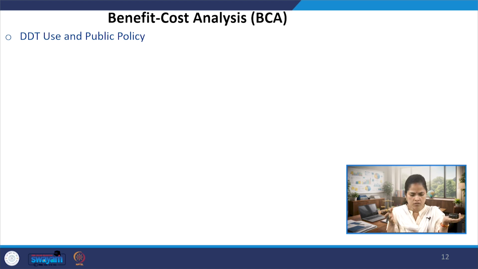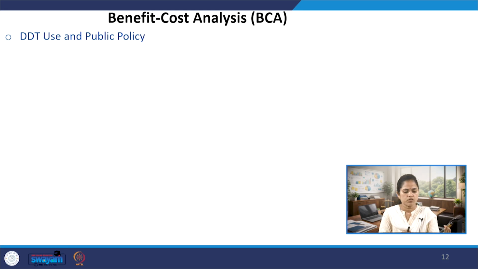I'll be briefing you on how benefit cost analysis is used in the context of policy making and policy analysis, and following this, Professor Singh will take up a detailed case study of benefit cost analysis in the next lecture.